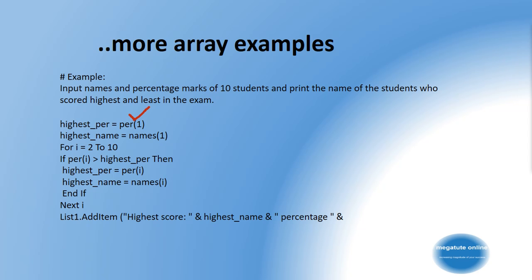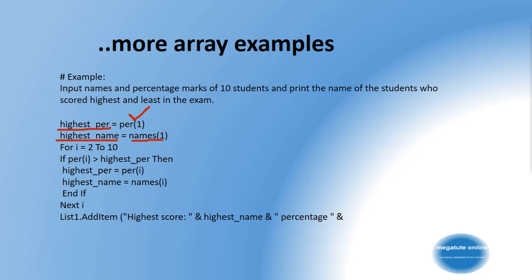percentage, whatever the first percentage the user has given, is the highest. It is just an assumption. All right. And since we are assuming that the first percentage in the list is the highest, that student's name also I'll store into the highest name.